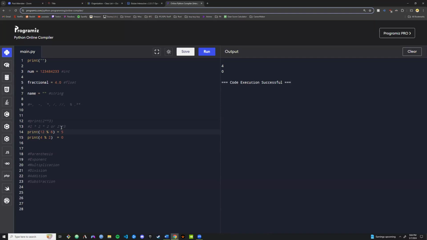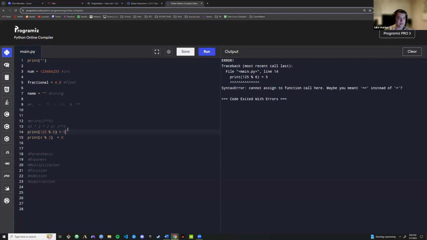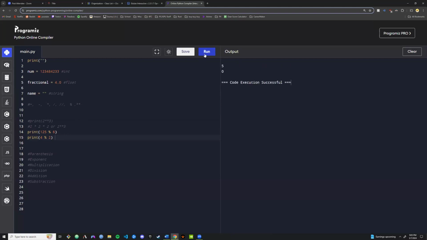Now, what about if we are using larger numbers? Let's say we use 125 mod 6. So this is still actually going to evaluate to 5, because 6 goes into 125 20 times, and then you have 5 left over. Oh, sorry, wait, hold on. Yeah, that's correct.